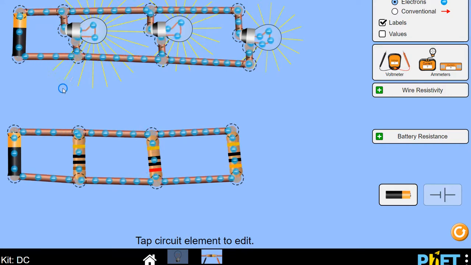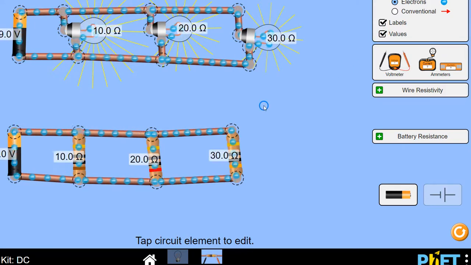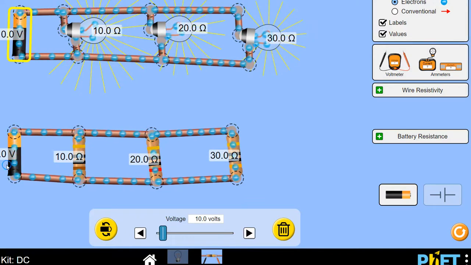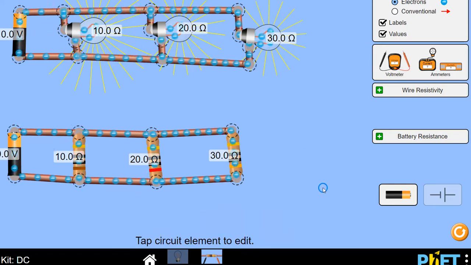So let's look at this a little closer. I put the values in here. Let me move this up to 10 volts. Same with this one. So if I look at this circuit right here, I can see with the light bulbs in it that the electrons are coming out of the negative side. I have 10 ohms, 20 ohms, and 30 ohms. As you can see from the beams of light, more electrons are passing through the lower resistance.